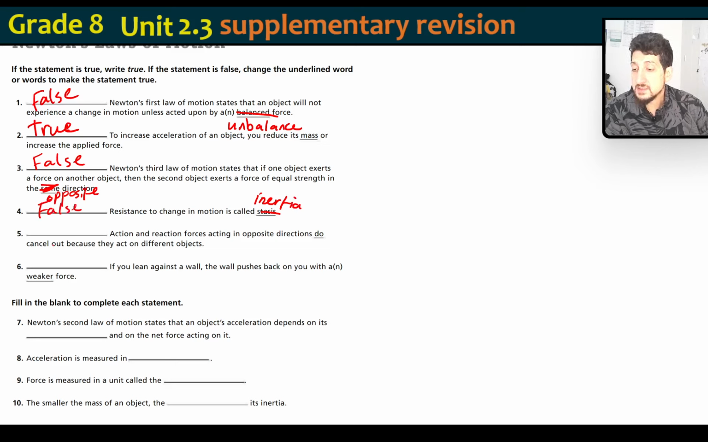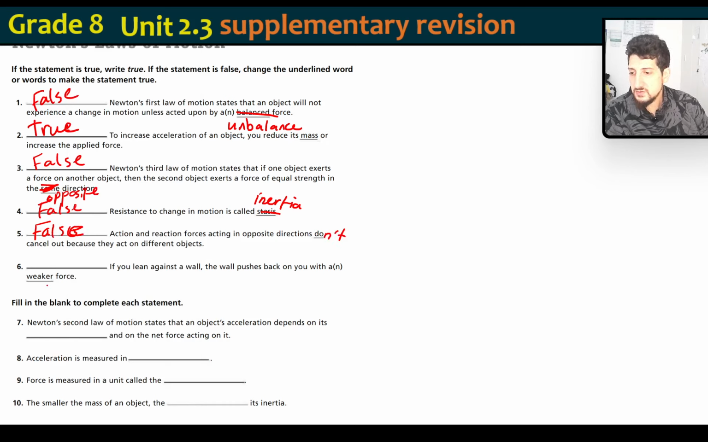Action and reaction forces acting in opposite directions do cancel out because they act on different objects. They do not cancel out because they act on different objects. So if they did act on the same object, they would cancel out. But since they act on different objects, they don't cancel out. And it's like the example we saw before with the foot and the ball. The foot acts on the ball, but the ball acts on the foot, so they don't cancel out. So false. They don't.